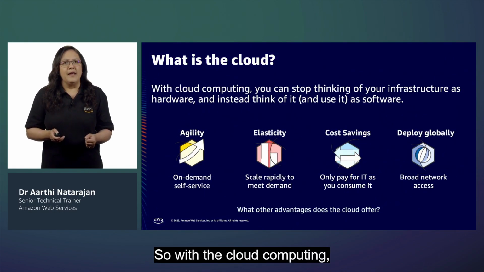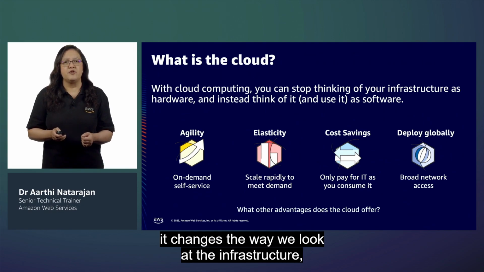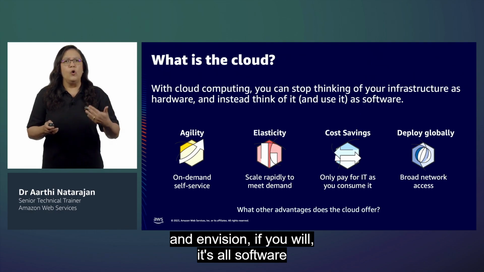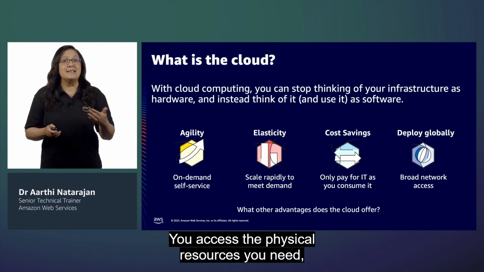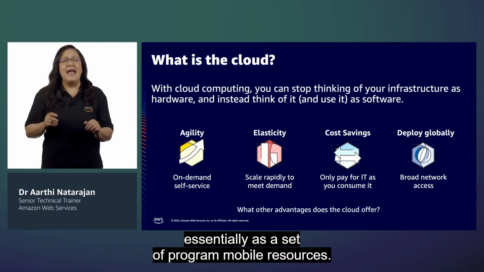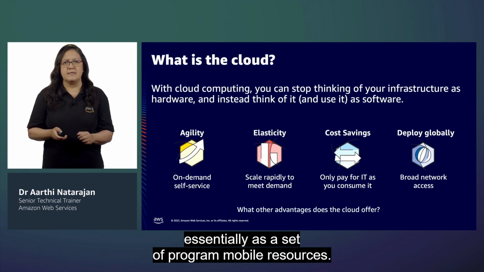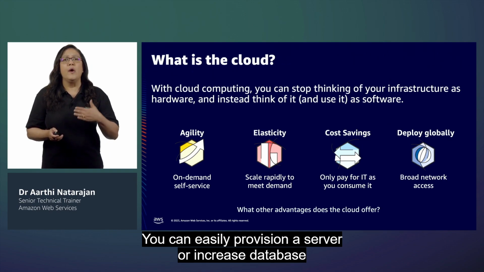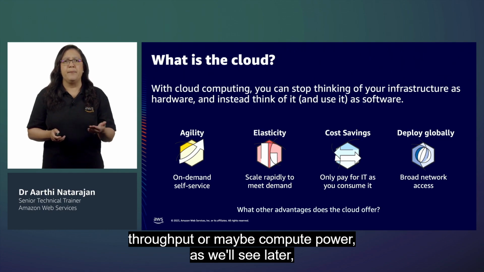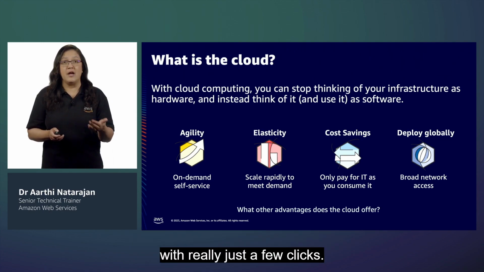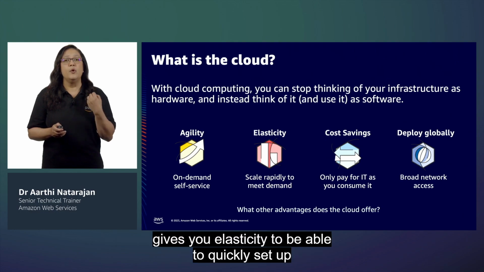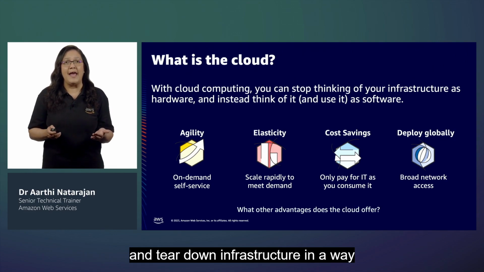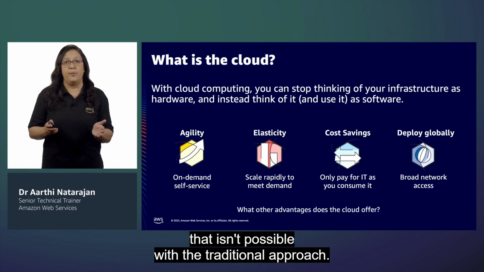So, with cloud computing, it changes the way we look at infrastructure and envision it as software that we configure to do what we need with agility. You access the physical resources you need essentially as a set of programmable resources. You can easily provision a server or increase database throughput or maybe compute power, as we'll see later, with really just a few clicks. The use of IT assets as programmatic resources gives you elasticity to be able to quickly set up and tear down infrastructure in a way that isn't possible with the traditional approach.